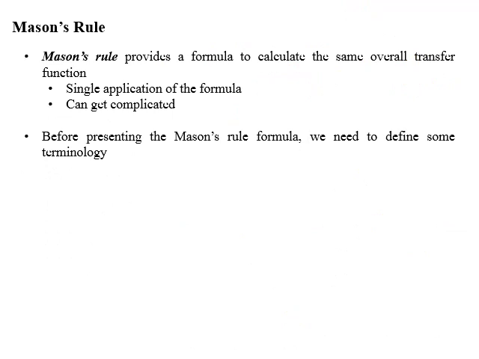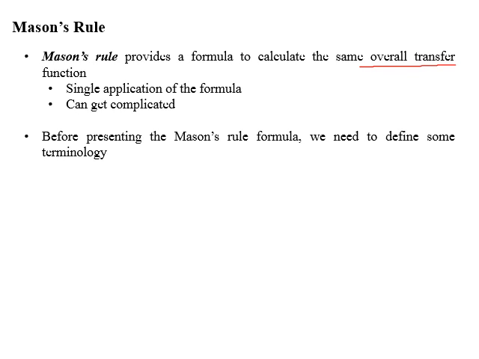Dear students, now we will study Mason's rule. Mason's rule is a formula used to calculate the single transfer function of an overall system. In the block reduction technique, we were using parallel form, series form, and feedback form to calculate the single transfer function of the system. Whereas in a signal flow graph, we will use Mason's rule to calculate the single transfer function of a system.